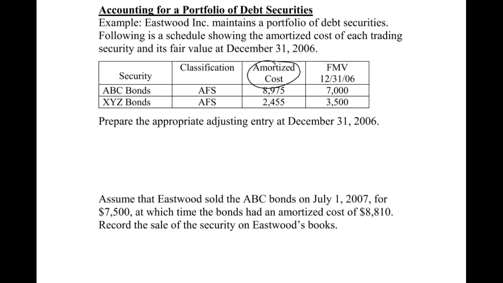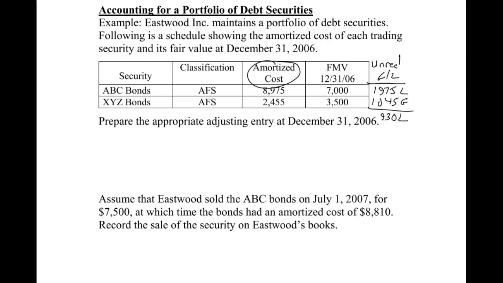Typically, if I have it presented like this, I'm just going to add a column here for the unrealized gain or loss. All right, so we can see the first one has gone down in value. That's 1,975, and that's a loss. The second one has gone up by 1,045. If you have debt securities that are classified the same, meaning they're both available for sale, we can just combine that, and we see that we have a $930 loss overall.